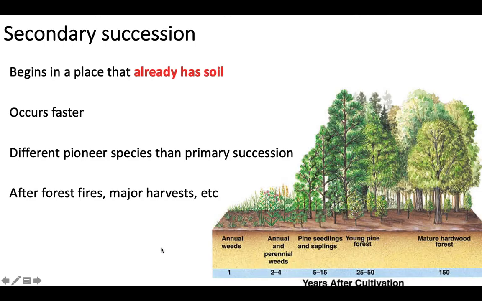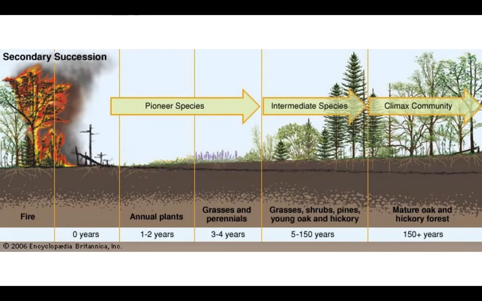Secondary succession, like I already said, is a little bit different in that it starts with soil. So it happens a lot faster because of that. We don't have to wait for soil formation. It might take 100 to 150 years instead of 200 to 400. The pioneer species tend to be a little bit different. They don't tend to be lichens and moss because there's already soil there. So weeds and grasses can arrive right away. And this tends to be after major forest fires or big harvests from your crops or slash and burn agriculture, things like that. And here's that diagram I showed earlier.